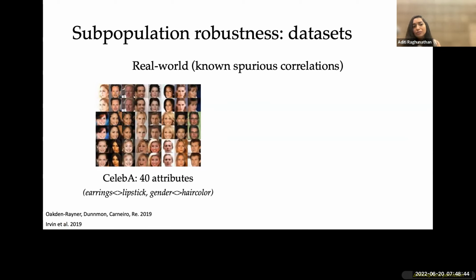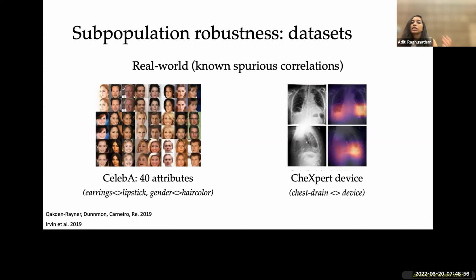And then there's, of course, a correlation between earrings and lipsticks. If you're having earrings, it's very likely that you have a lipstick and so on. And so you can try to see whether your model is able to work well, even when there are these correlations present. And the other data set is the CheckSpurt device that I spoke about earlier, where there is this device that is correlated with the presence of a disease, and you want to see whether your model can still work on recovering the true underlying way to detect the disease and not relying on just the treatment.